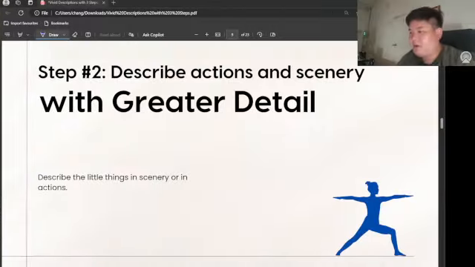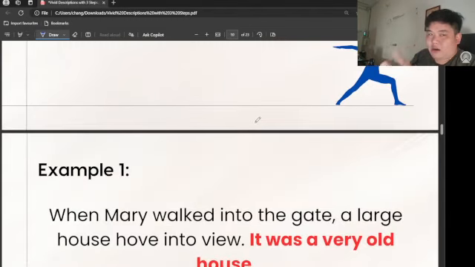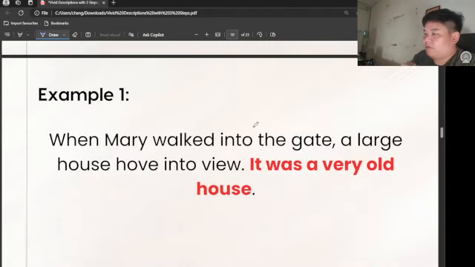So that's the second method here. Describe the little things in the scenery or in the character's actions. Okay? So how would that look? For instance, when Mary walked into the gate, a large house hove into view. Hove into view just simply means, imagine you're walking and then something appears before you. Okay? It was a very old house. Now, this is telling the reader that the house is very old, certainly.